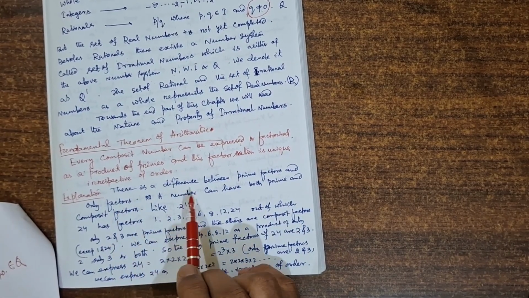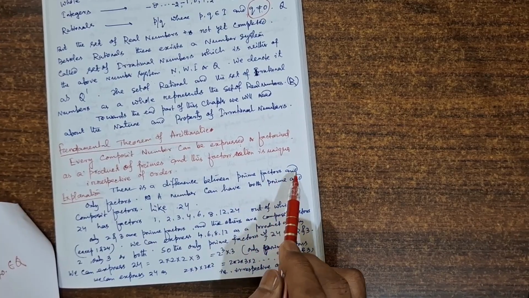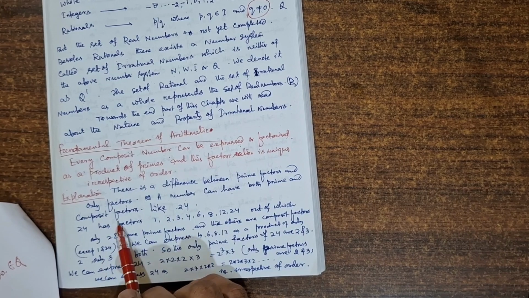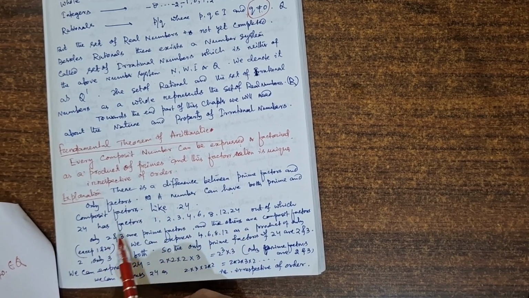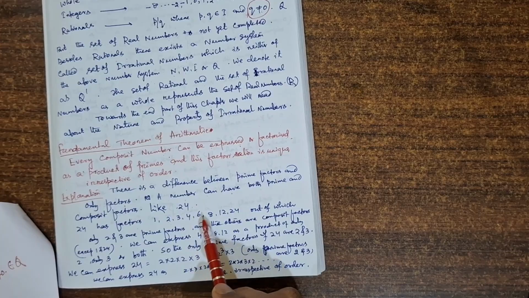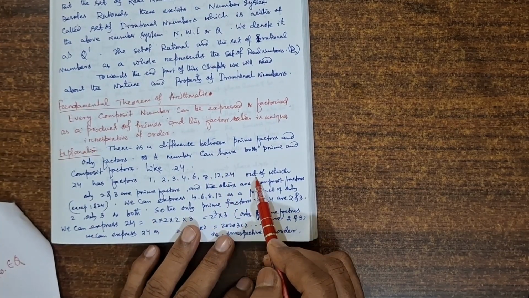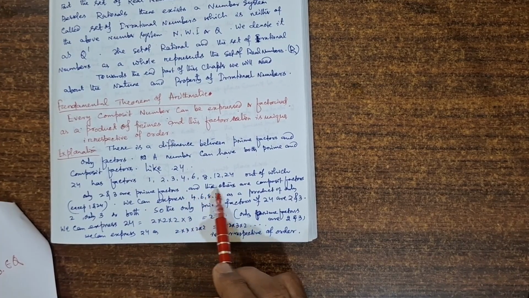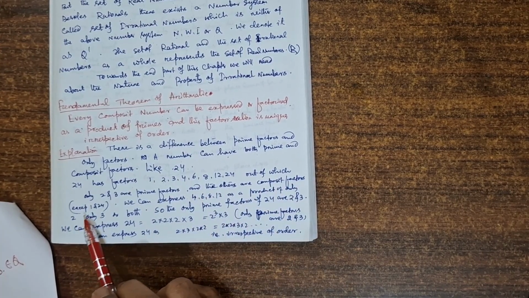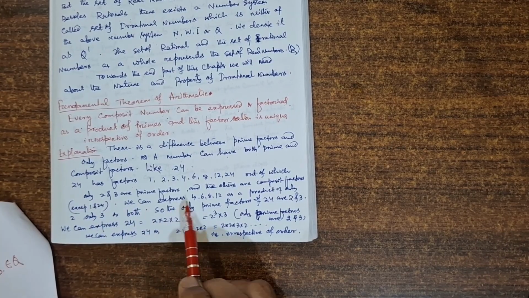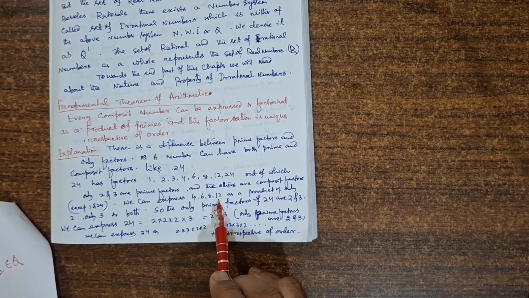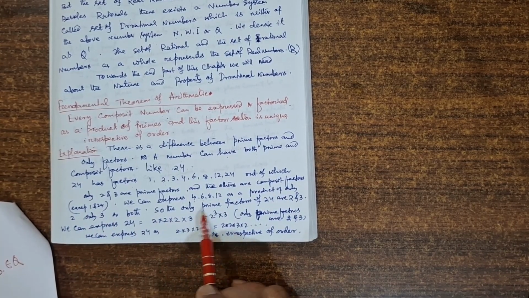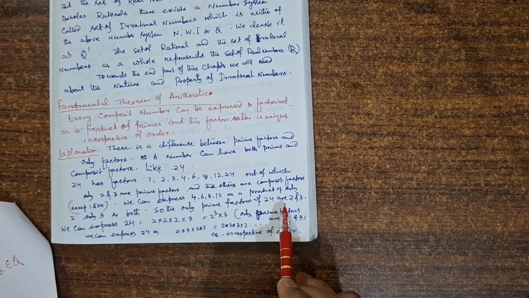There is a difference between prime factors and only factors. A number can have both prime and composite factors, like 24. 24 has factors 1, 2, 3, 4, 6, 8, 12, 24, out of which only 2 and 3 are prime factors, and the others are composite factors except 1 and 24. We can express 4, 6, 8, 12 as a product of only 2, only 3 or both. So the only prime factors of 24 are 2 and 3.